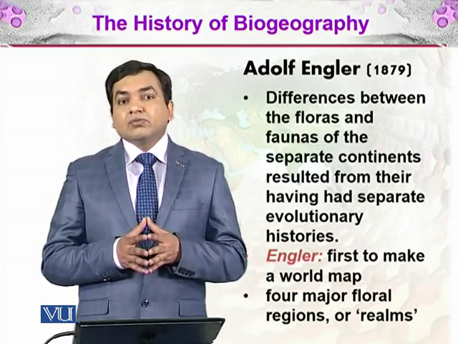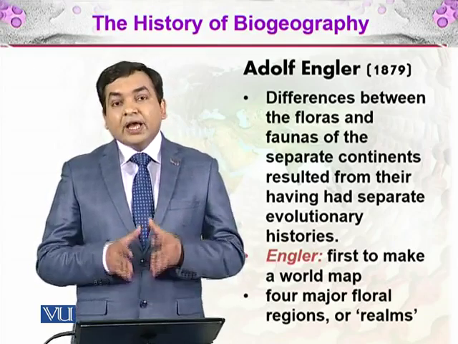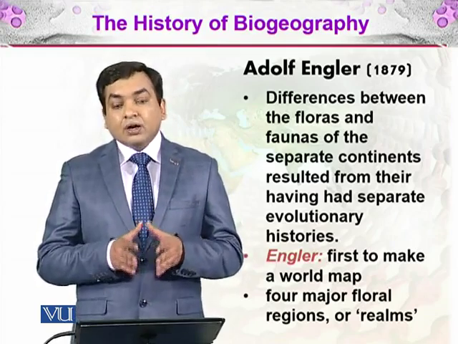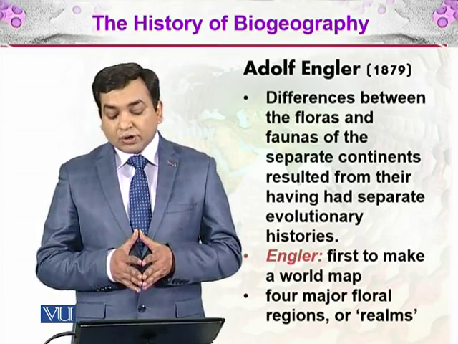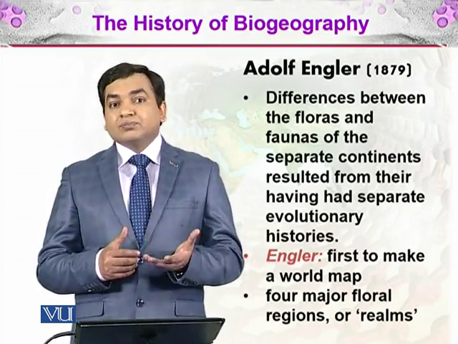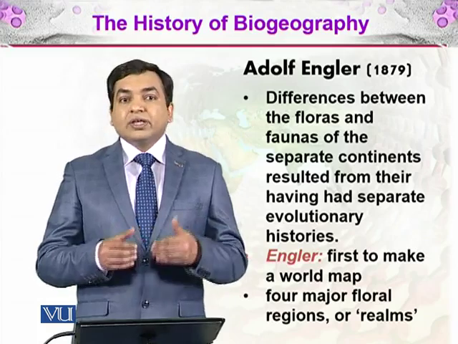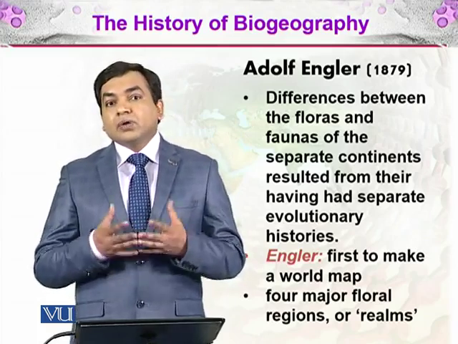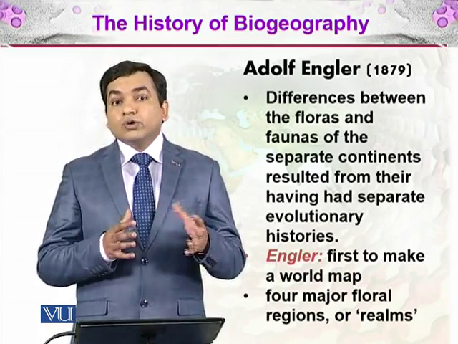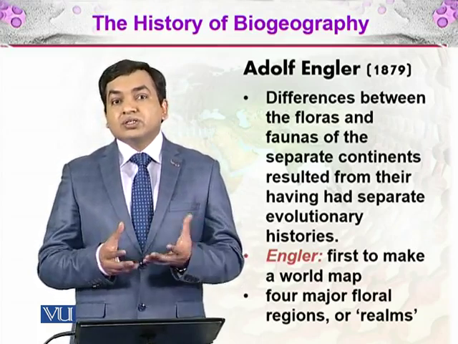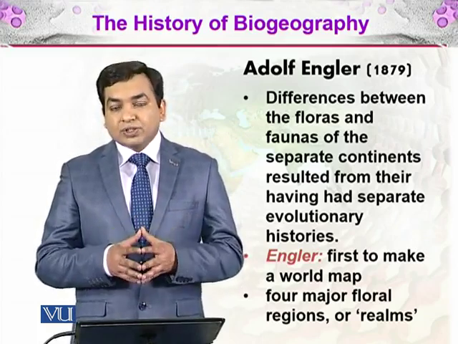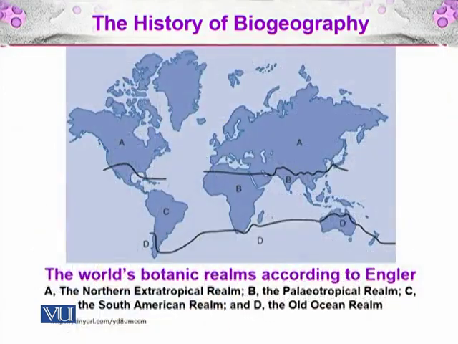So Engler was the first scientist to do that, and he divided the earth into four major floral regions or realms. Floral means related to plants. So he said that there are four regions which have distinct types of plants in them. Here you can see the world's botanic realms according to Engler: A, B, C, and D.